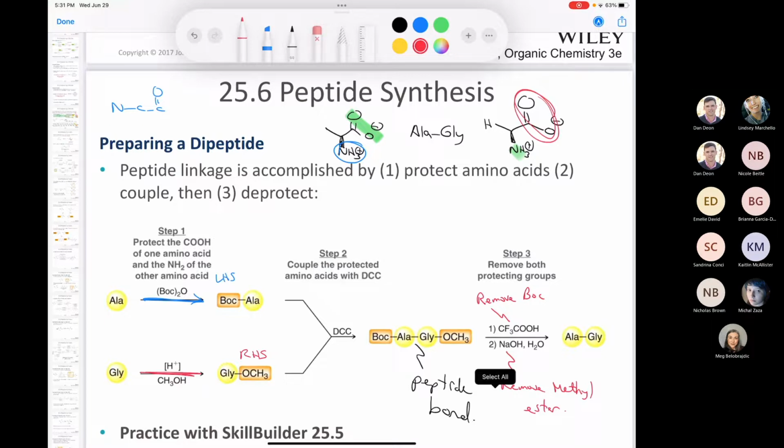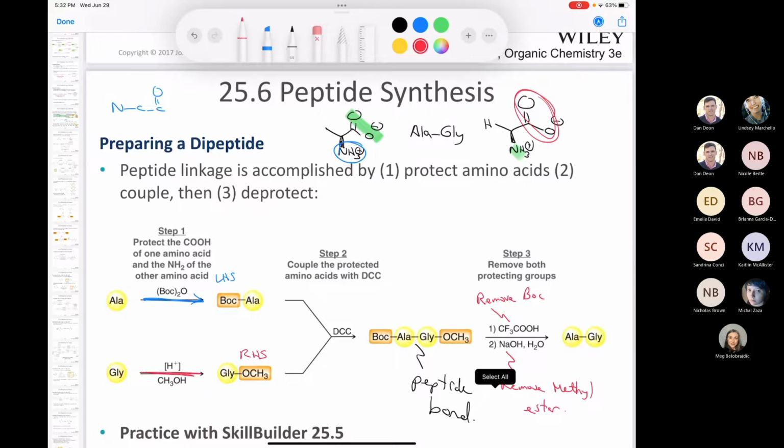On the whole, the synthesis of a dipeptide is protection, coupling, deprotection. So we have to protect the N terminus of one. We have to protect the C terminus of the other. We couple them together with DCC, and then we knock off the protecting groups.